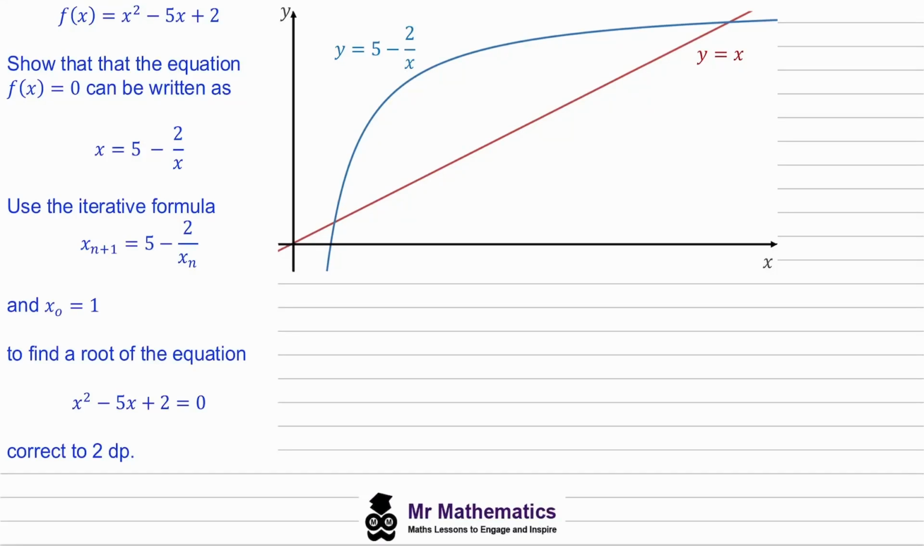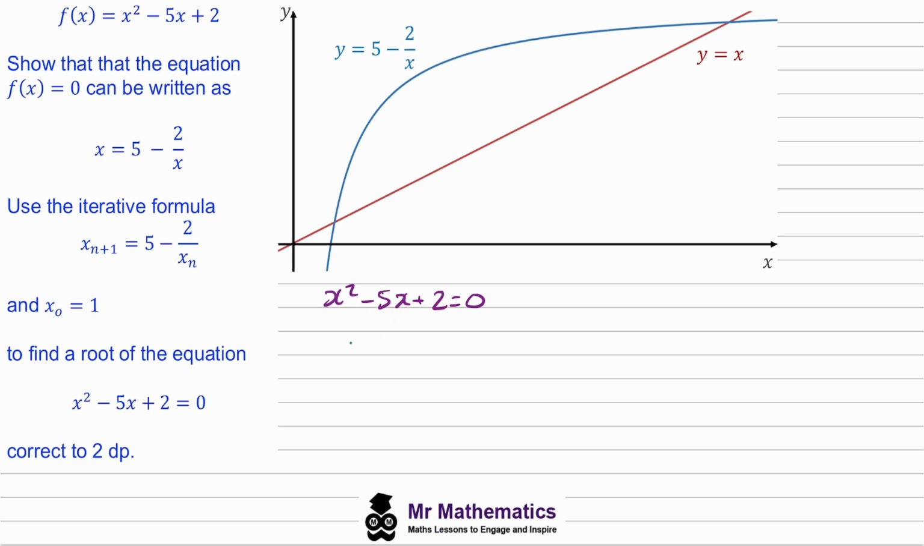Hi everybody. In this video, we're going to use the process of iteration to find the roots of an equation. And I'll show you how this works. We're given f of x here, and we're trying to solve f of x equals 0. So we're trying to solve x squared minus 5x plus 2 equals 0. And when you solve this equation, we find the roots of x. So this is where the function would pass through the x-axis.